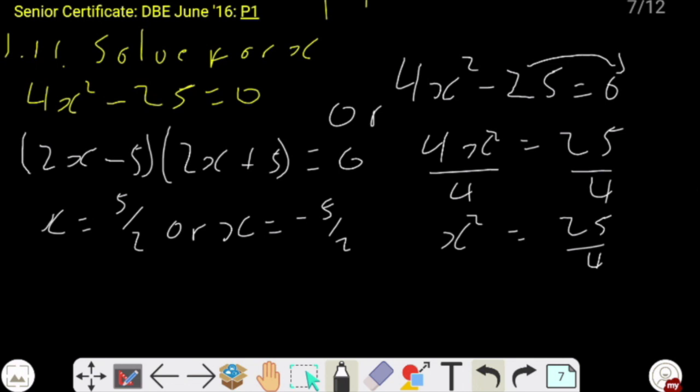We are looking for x, meaning we need to get rid of the power of 2 by putting a root on both sides, meaning we will be left with x equals plus or minus the square root of 25 is 5. The square root of 4 is 2, meaning you are left with x equals plus or minus 5 over 2. Now that's easy 3 marks for you.